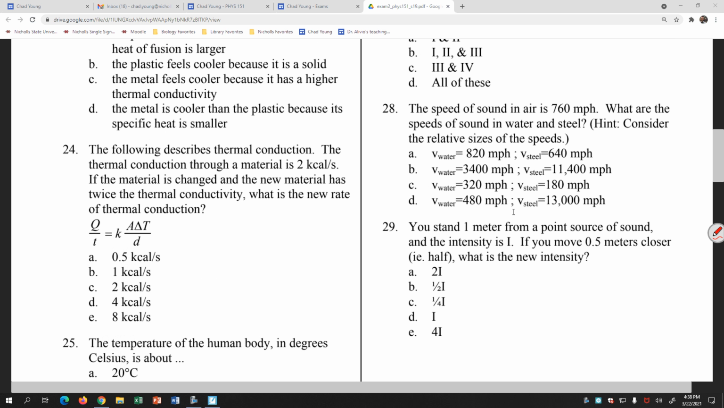28. Okay, so what are the speeds of sound in water and steel? Remember, the speed of sound increases as I go from a gas to a liquid to a solid. So what I'm looking for is for where the speed in the solid is bigger than the speed in the liquid. Oh, and then, so I give you the gas right here. So my lowest value should be in the gas. That's 760 miles per hour. My next one is going to be the speed in the liquid. That's 3,400 miles per hour. And then the next one is going to be the speed in steel right here.